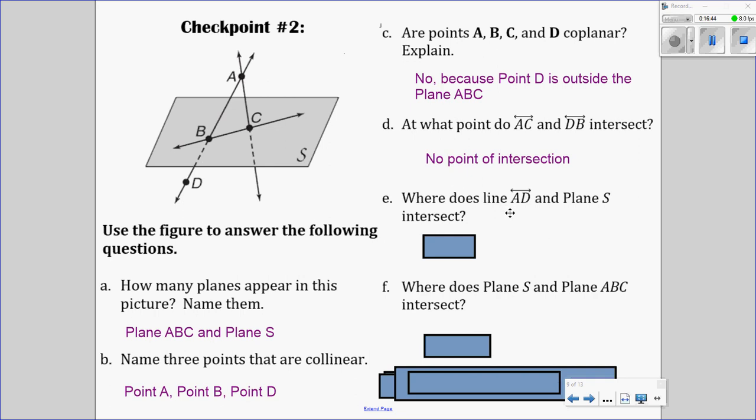And where does line AD and plane S intersect? So we got this plane, the gray plane, and then we have AD, this line, right there, point B. And where does plane S and plane ABC intersect? So we got plane S and we got ABC. So this portion touches that plane. That's where the intersection area is. So it's line BC. It's being redundant, but again, either you say line BC or you have that little line on top.